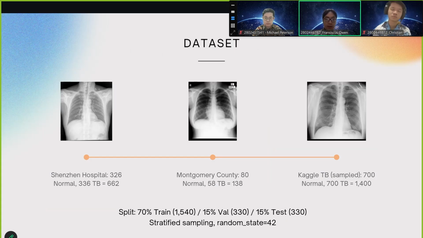This is our dataset. We use 3 publicly available datasets, which are Shenzhen Hospital in China with 662 images, Montgomery County in the United States with 138 images, and a sample subset of the Kaggle tuberculosis database from Qatar University and the University of Dhaka with 1,400 images. In total, 2,200 chest X-rays, near perfectly balanced, 1,106 normal and 1,094 tuberculosis.